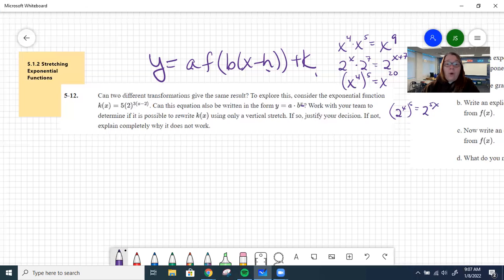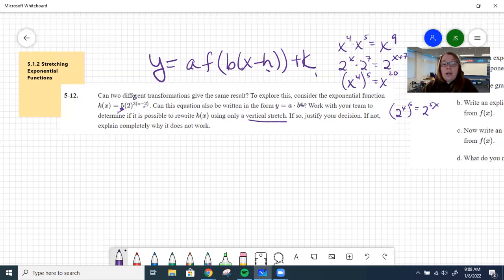So can we rewrite it with only having a vertical stretch? So right now, this has a vertical shift or a stretch of 5. And then here there's a horizontal stretch going on. And then here we have a horizontal shift to the right.